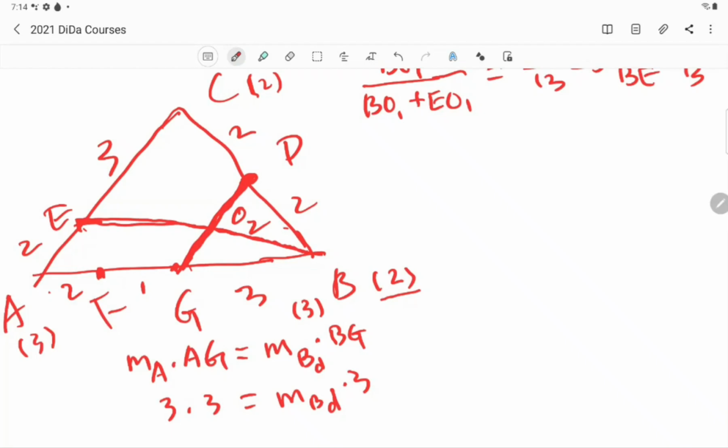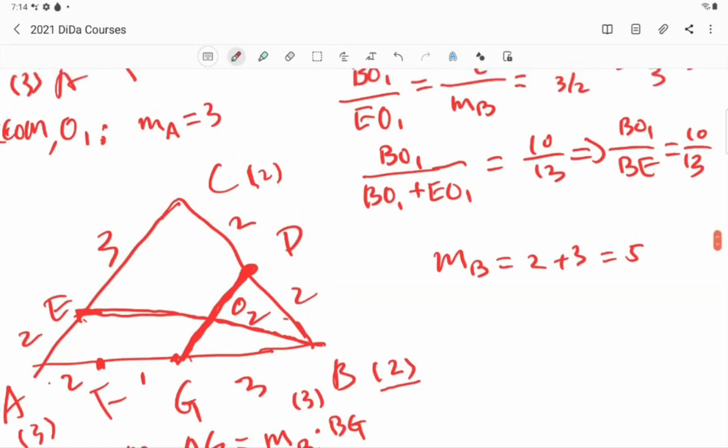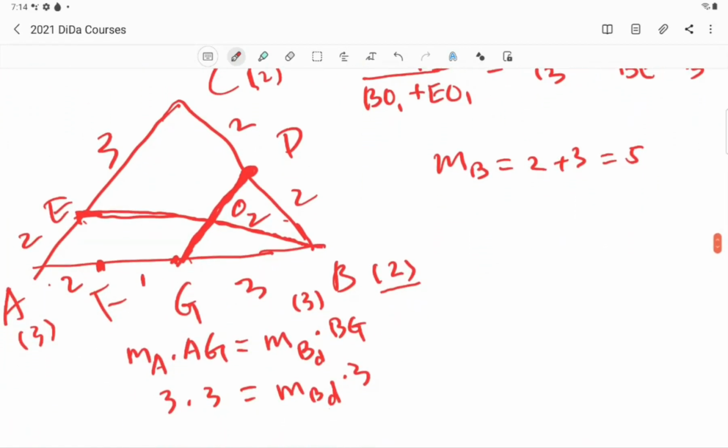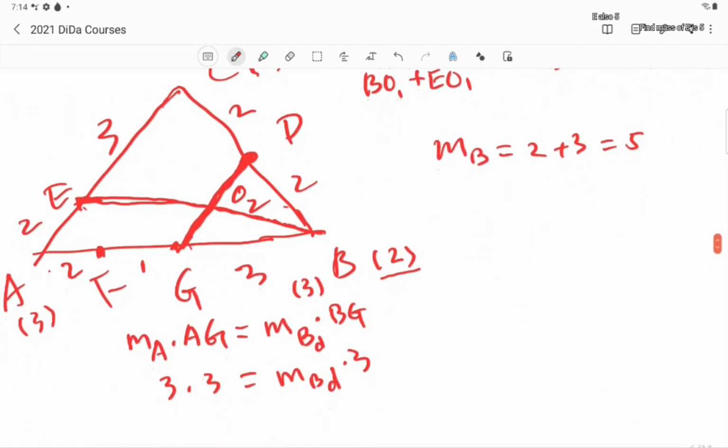Now after this, what do we do? Right, we need the mass at B is just the left and right side added together is 5. Then what do we do next? Wait, is this correct? Did we do something wrong?